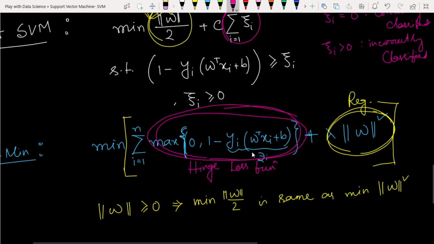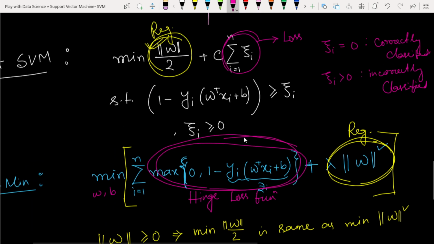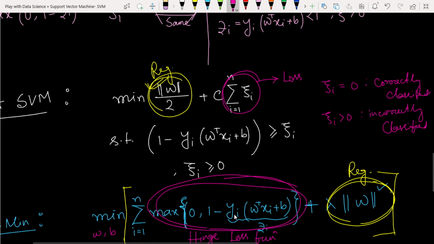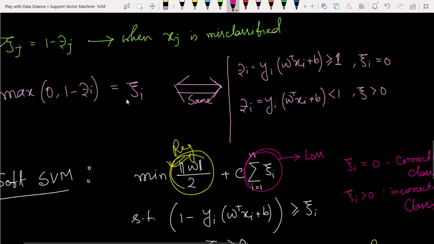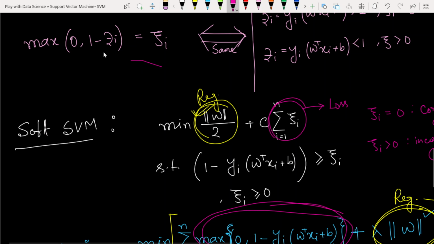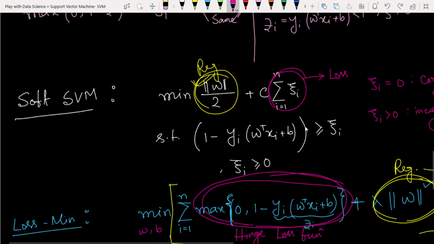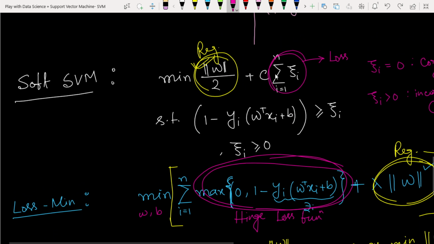Okay, both the things are the same. Here also we are interested in finding W and B as well. This is a hinge loss. Both the things are the same. Here, instead, just see this function zeta. Just see from the same thing, here zeta is equal to this one. And we have taken the C.